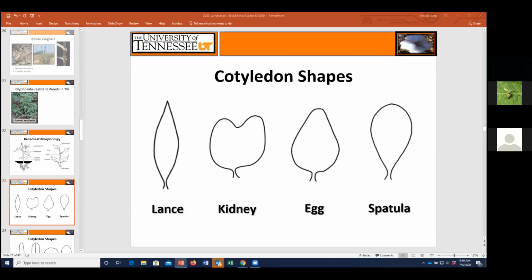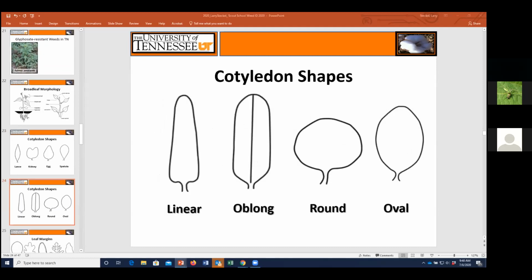When you get the cotyledon shapes, when they first come up, this is one of the key times to be able to identify some of these weeds, because then maybe we can do something with them timely with a herbicide application. They all have different shapes. They can be lance, more kidney, which would be more like the ivy leaf morning glory type things, more egg shaped, which would be somewhat like some smooth pigweeds, lamb's quarter. They can be spatula shaped. They can be long and narrow, linear, oblong, round, or oval. And it's some of these characteristics that you can tell some of them apart.